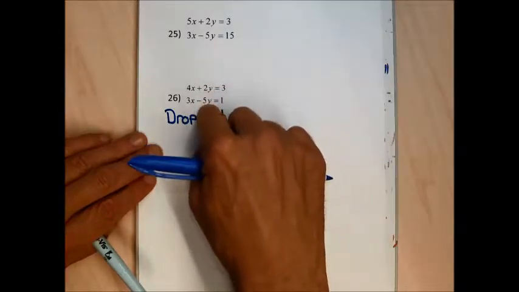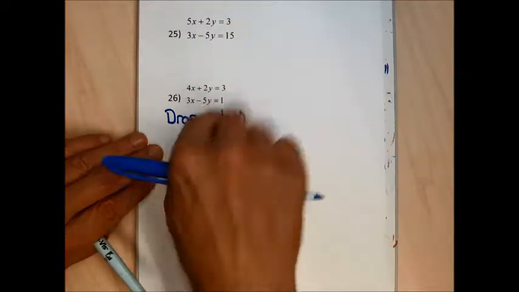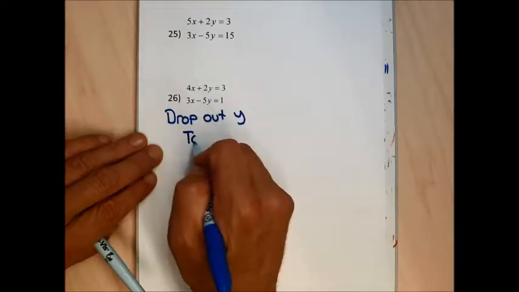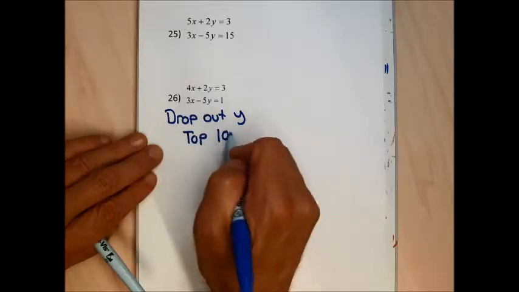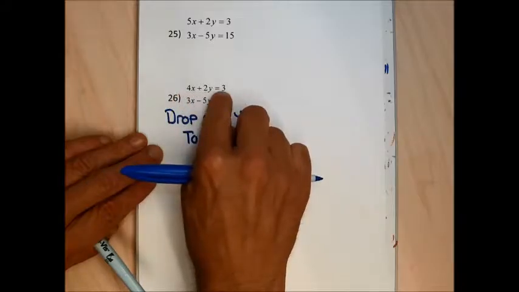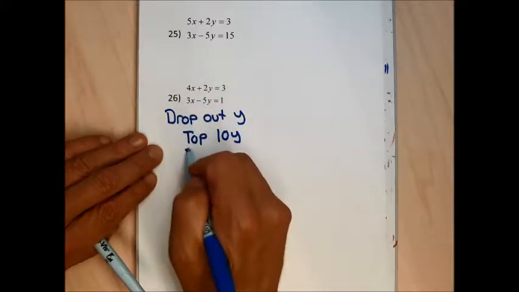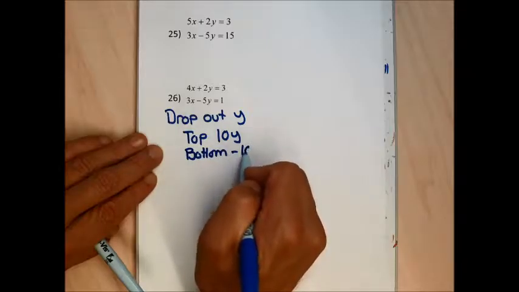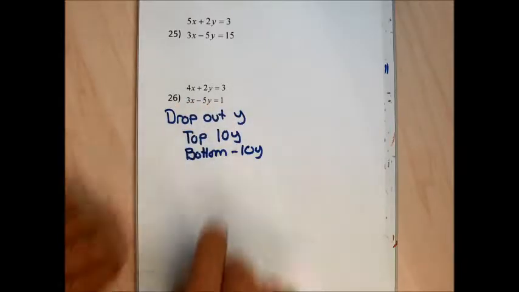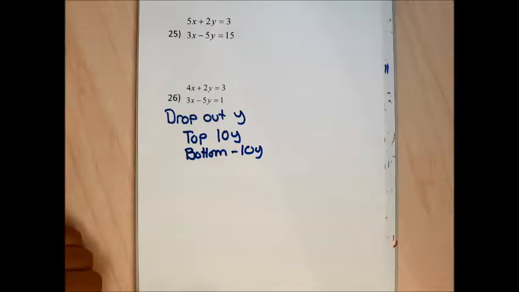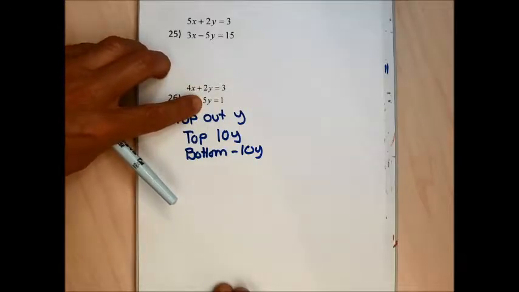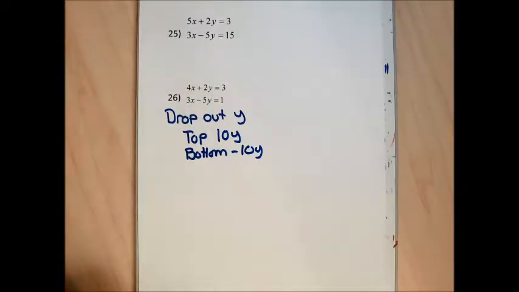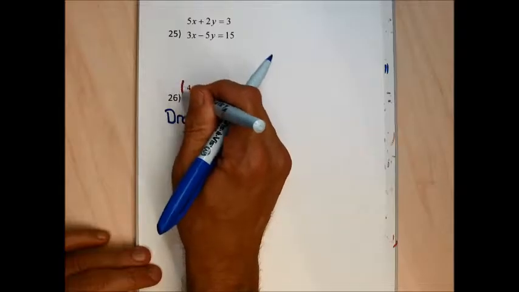The least common multiple between 2 and 5 is 10. I'm going to make the top equation have a positive 10y, because I just multiply by 5 to get that. And I'm going to make the bottom equation have a minus 10y, because I can do that by just multiplying by 2. So if I'm going to drop out a letter, I need to make that letter have the same number with different signs. I'm going to make both equations have a 10y, one with a positive, one with a negative.